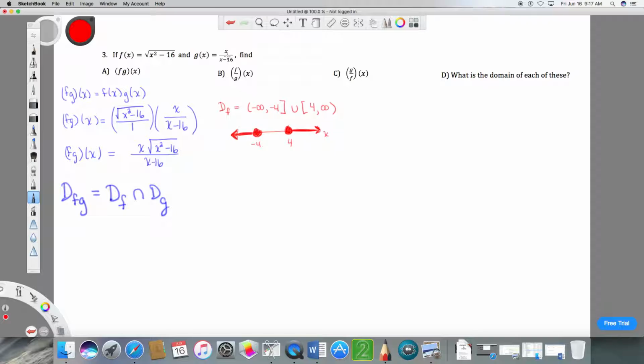Well, let's look at g. G is easier and much simpler to find the domain because we don't have a radical to worry about. We do have a variable in the denominator, and we don't even have to factor this. All we have to do is recognize that we want to avoid x equals 16 because 16 minus 16 gives us a 0 in the denominator. So if we recognize then that the domain for g is all real numbers excluding 16.